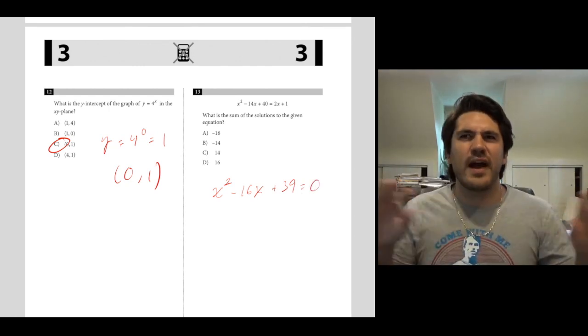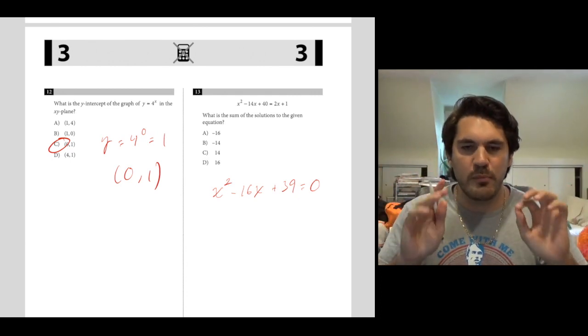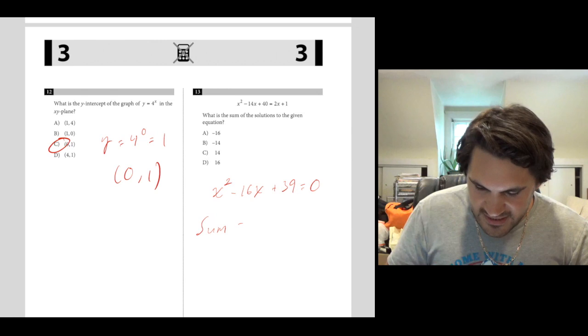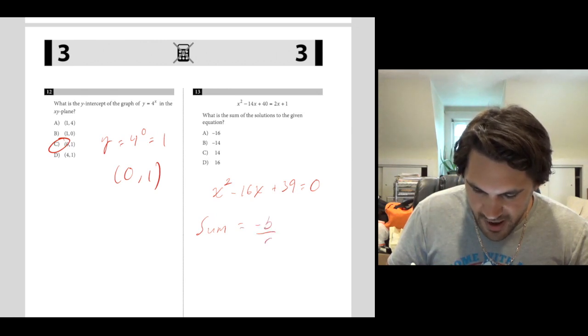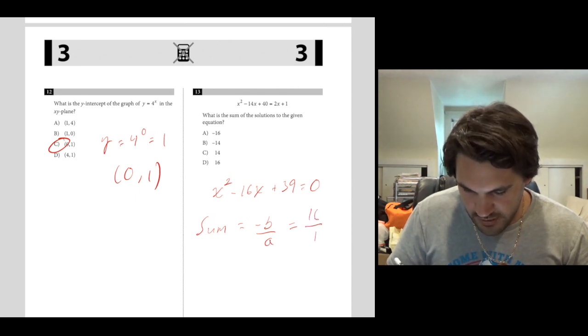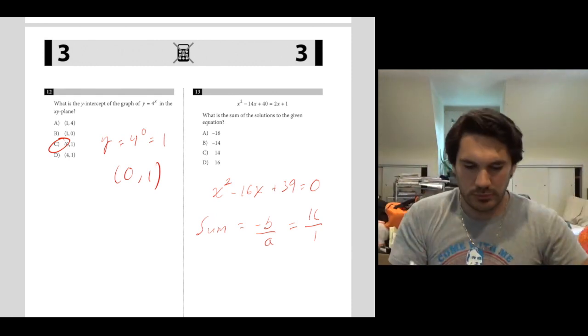So you don't have to factor it. You don't have to use the quadratic formula. You have to do none of that. You just have to remember that the sum of solutions is equal to negative b over a. So here it's going to be equal to 16 over 1. So our answer is going to be D.